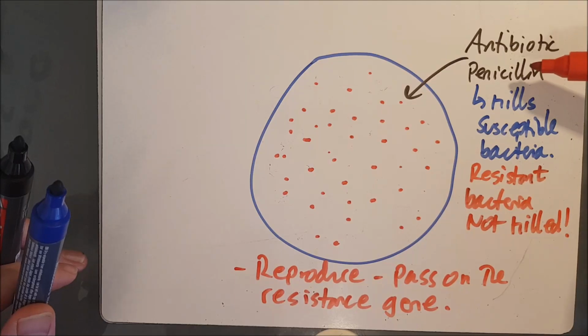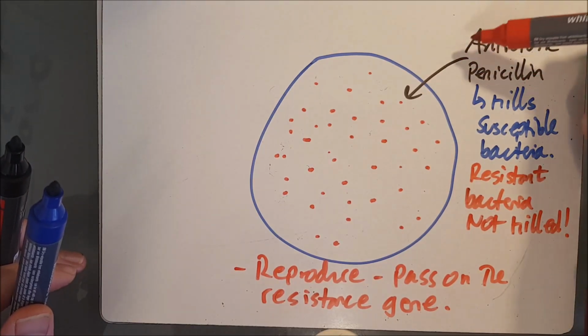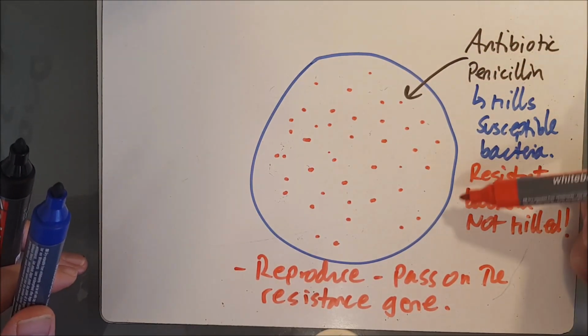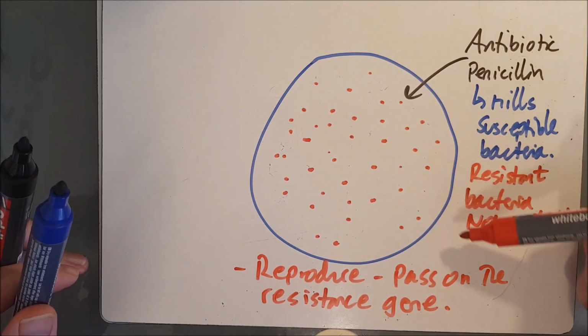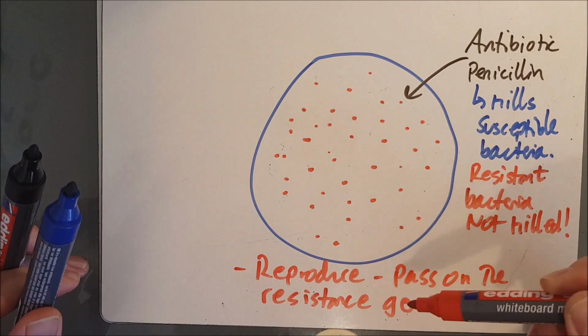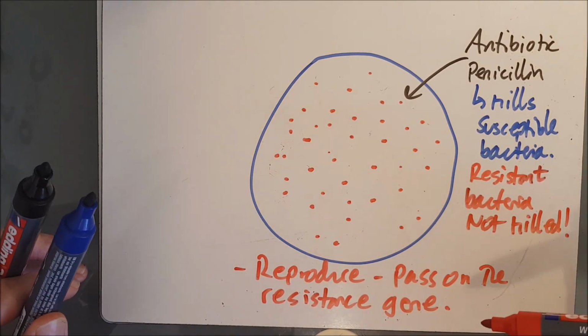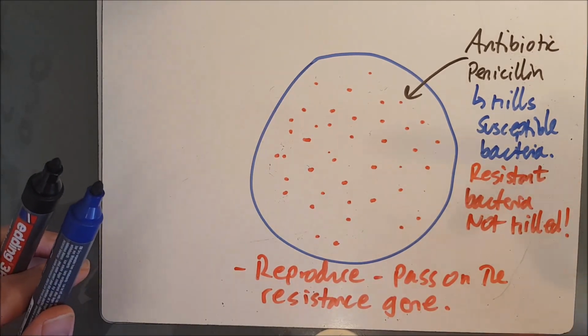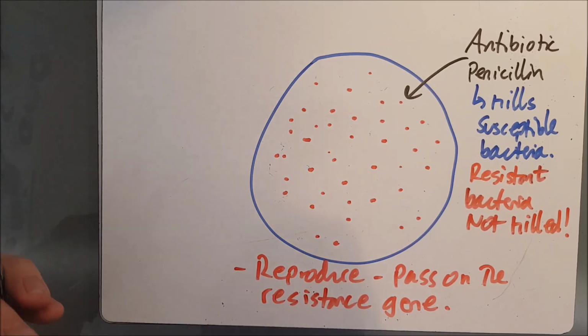As long as you keep using that antibiotic, it keeps selecting for the organisms that are resistant, that have that adaptation, key term adaptation, that makes them resistant because they're not killed, and they reproduce and pass on their gene to their offspring. So over time, more and more of them will be resistant to that antibiotic.